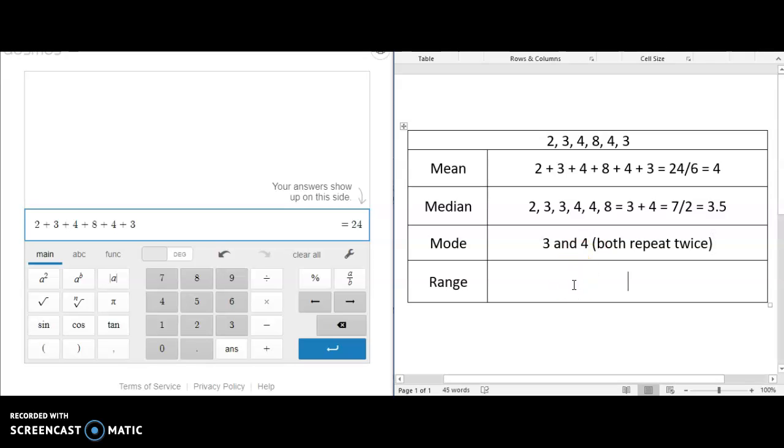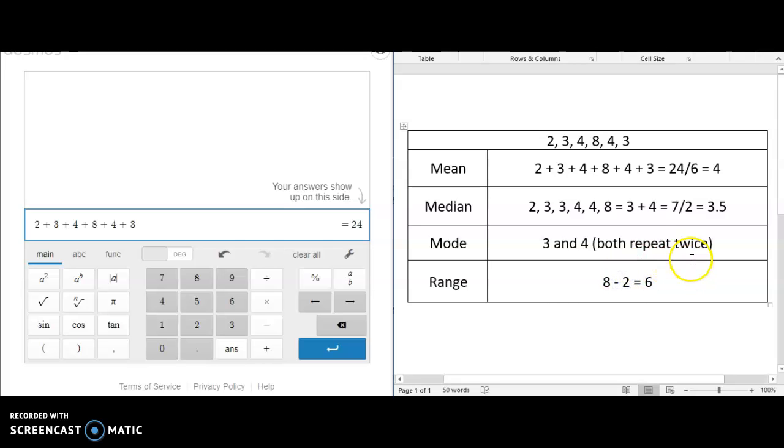All right. Finally, the range is the difference between the biggest and smallest number. We've already put them in order from least to greatest when we did the median. So we see that the 8 is our largest number and our 2 is our smallest number. So we do 8 minus 2, and we get 6, and that is our range.